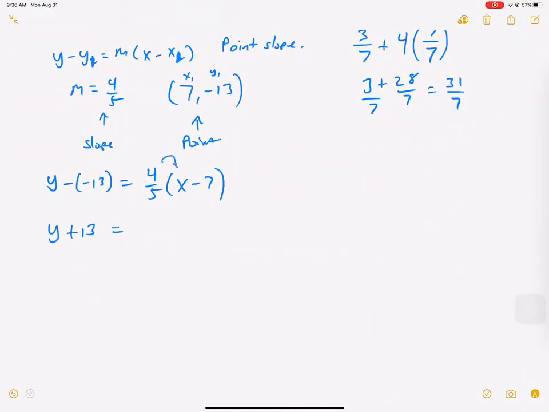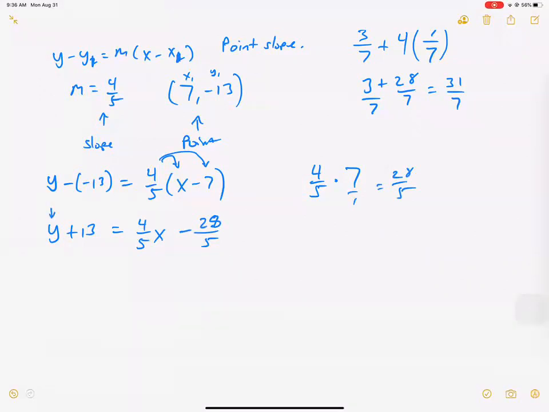Now, here's going to be something crazy. We're going to multiply the fraction in here. That's going to be 4 over 5x. And how do I multiply a fraction by a whole number? Remember, you can put a 1 on the bottom. So it's just going to be 28 over 5 minus 28 over 5. That looks ugly.